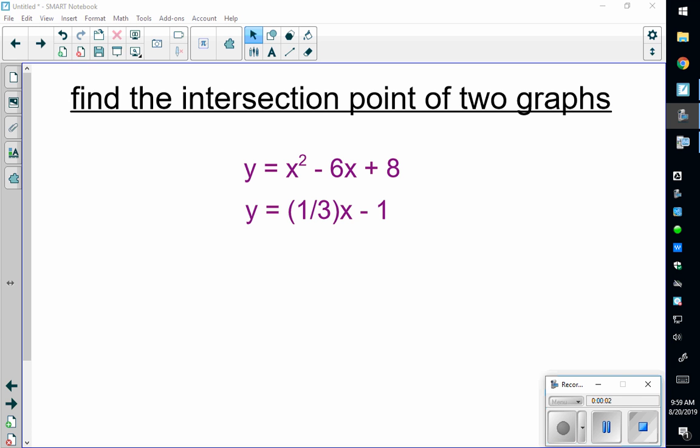In this video, we're going to go over how we find the intersection point of two graphs using the graphing calculator. So let's suppose that these are the two functions we want to graph and we want to find their intersection points.